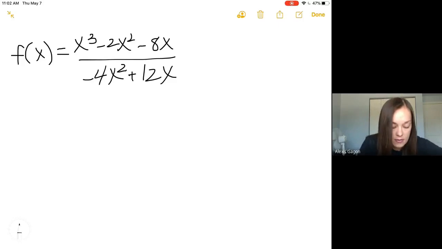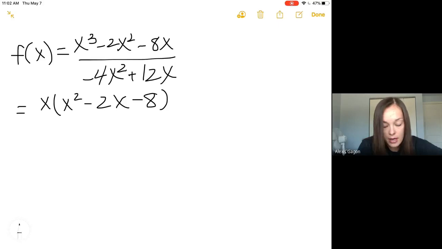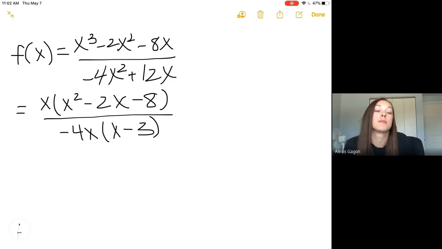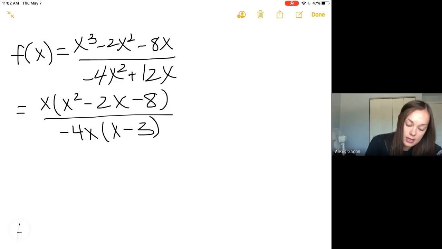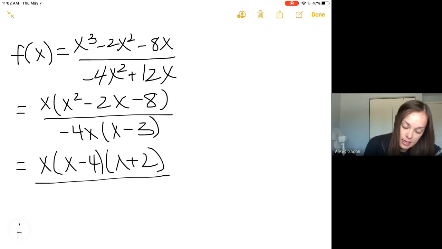On the top, I can factor out an x. So I'm left with x squared minus 2x minus 8. And on the bottom, I can factor out negative 4x, so that'll be negative 4x and then x minus 3. Then I'm going to factor the top more. You can see what multiplies to be negative 8 and adds to be negative 2. Well, it's negative 4 and positive 2. So that's going to be x minus 4, x plus 2, over negative 4x and x minus 3.